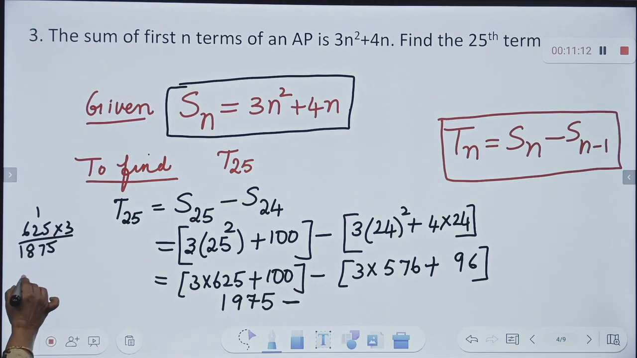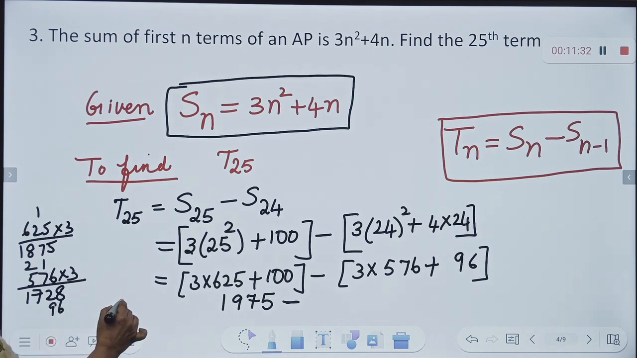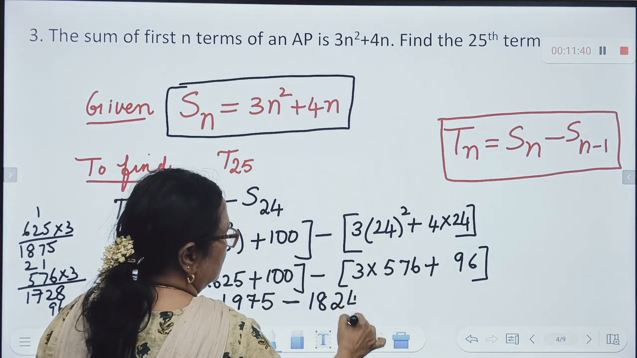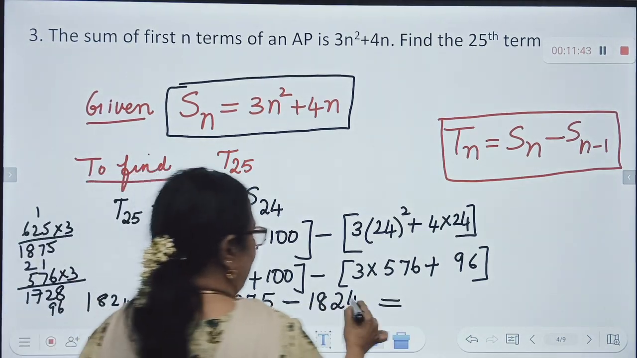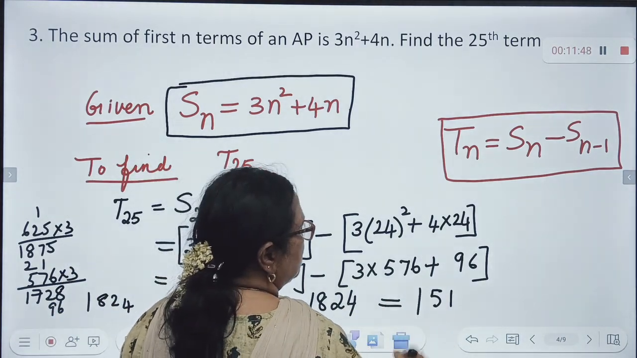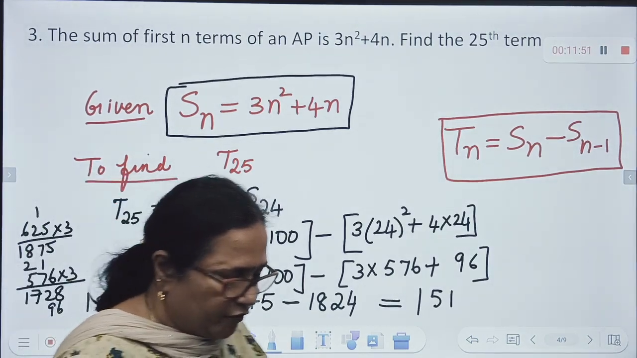Minus, what is 576 into 3? Is 1728. 3 6 are 18, 21, 22, 1728. 1728 plus 96 will give you 1824, which is equal to 5 minus 4, which is 1, 7 minus 2, which is 5, 9 minus 8, which is 1. So it is 151.